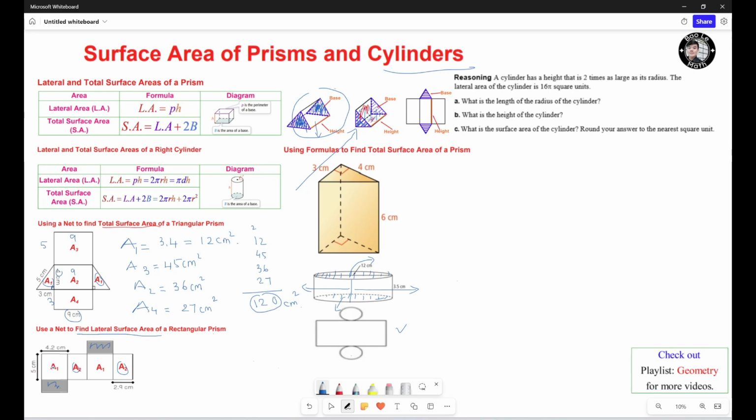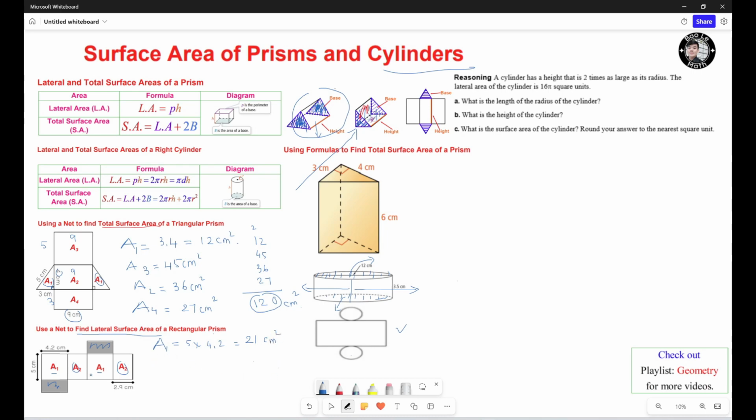So you just exclude the bases. Okay? So A1 right here. You have 2 A1 right here. So you just calculate 1 and you multiply by 2, right? This is 5 times 4.2, right? A1 equals 5 times 4.2. So it should be 21 square centimeter.